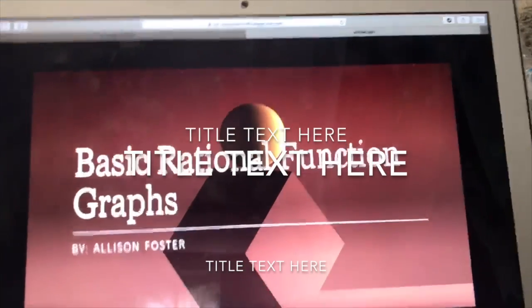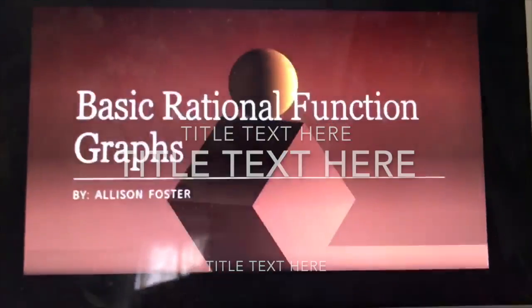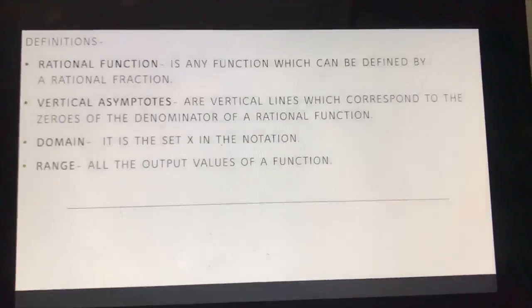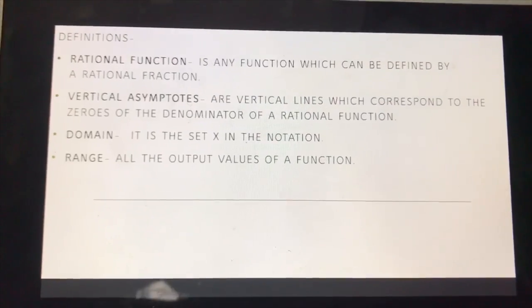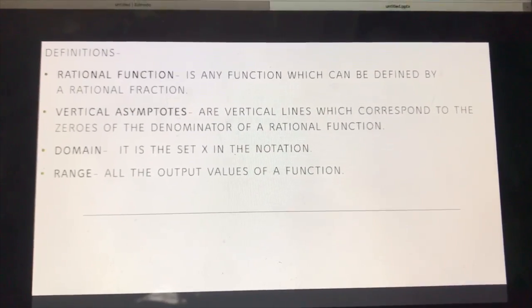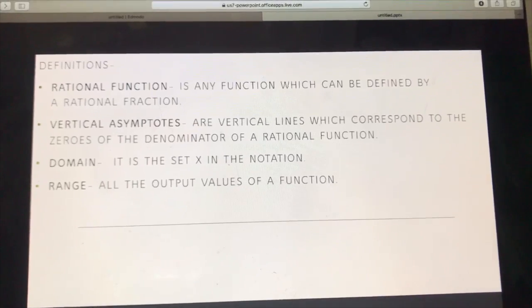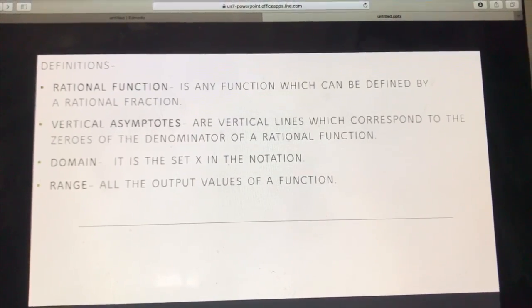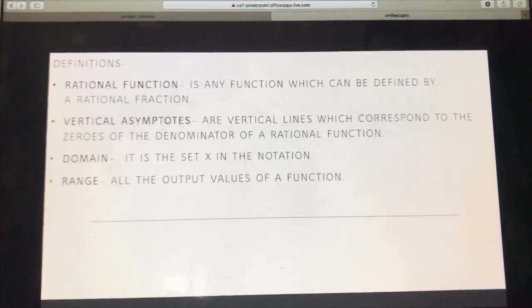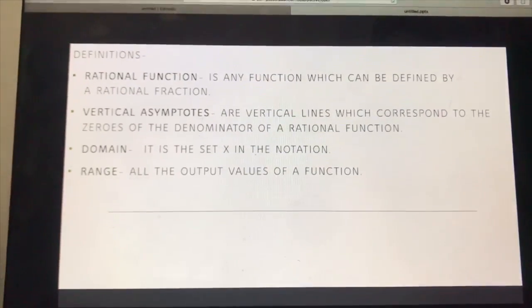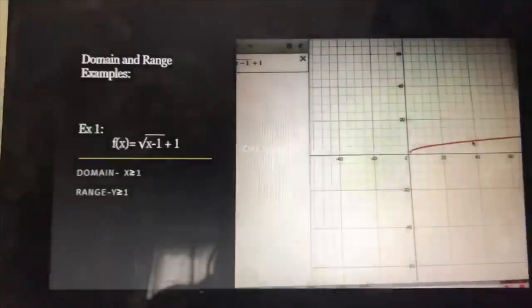My topic is basic rational function graphs. A few definitions: a rational function is any function which can be defined by a rational fraction. Vertical asymptotes are vertical lines which correspond to the zeros of the denominator of a rational function. Domain is the set of x values in the notation, and the range is all the output values of a function.